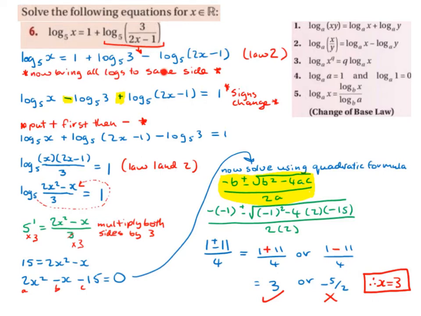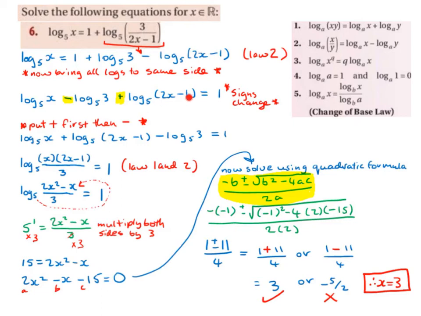Next we need to bring all the logs to the same side. So we're going to keep the 1 on the right hand side and have all the logs on the left hand side. So log base 5 of x stays as it is, plus log base 5 of 3 becomes minus log base 5 of 3, and minus log base 5 of 2x minus 1 becomes plus log base 5 of 2x minus 1. So it's really important that we remember to change the signs. That plus became a minus, and that minus became a plus because we carry them over the equal sign. The 1 stays positive because it was originally on the right and it's still on the right.